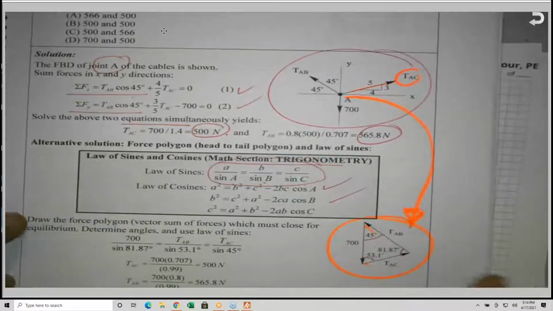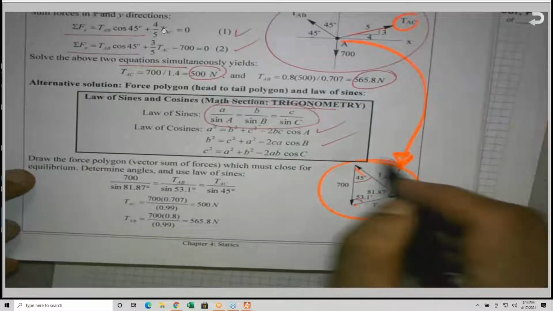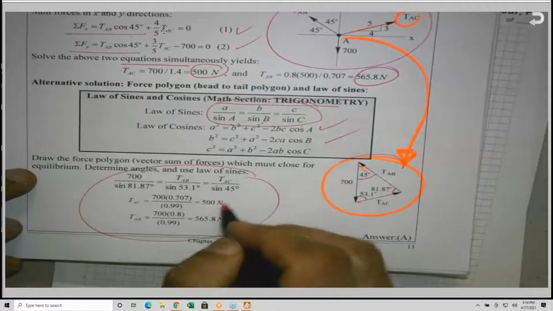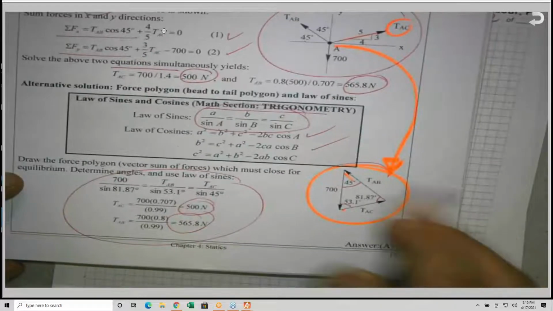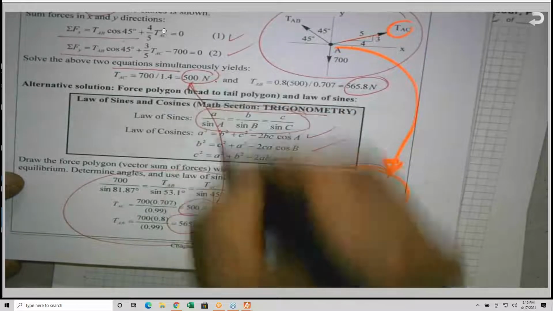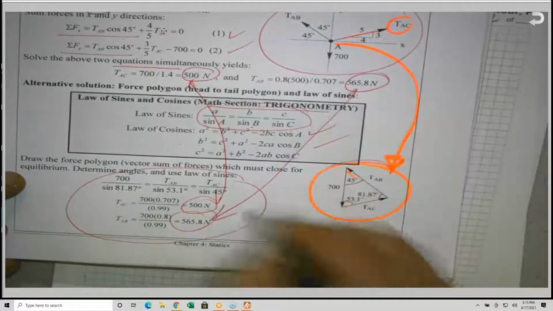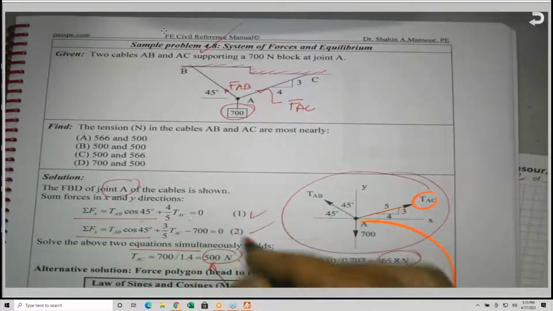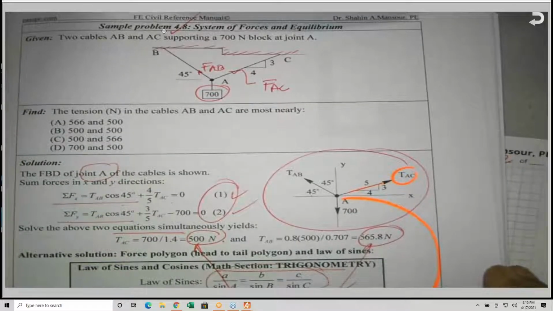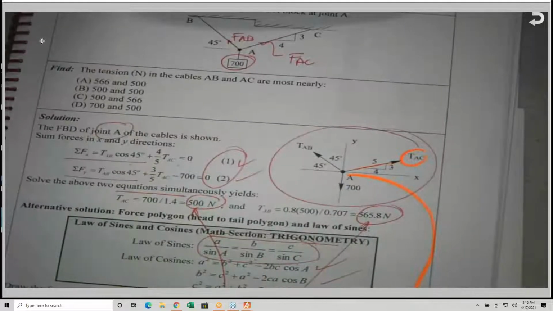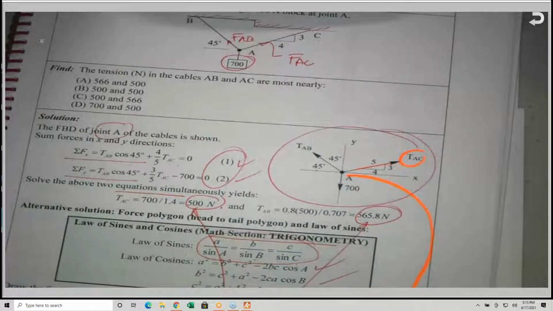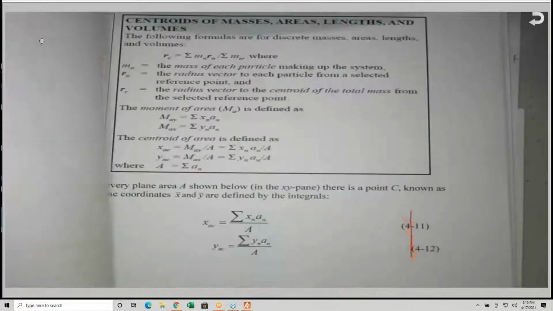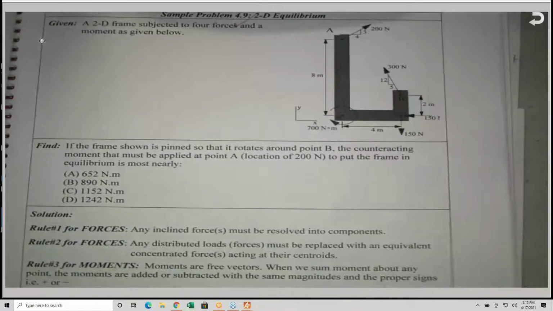So in this case, after I construct this, I can use the law of sines, and I get the same 500, and this is here. So you have the choice either to use the two equilibrium equations, sigma force X and sigma force Y, and solve the two unknowns, or if you decided, to use the triangular force and use the law of sines. All these things are very important.